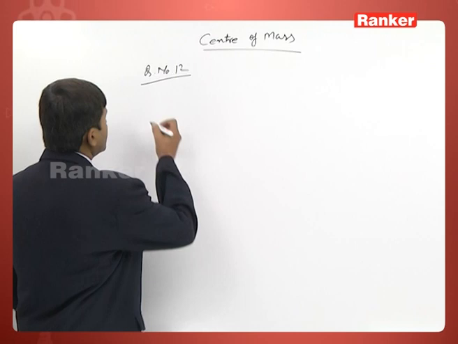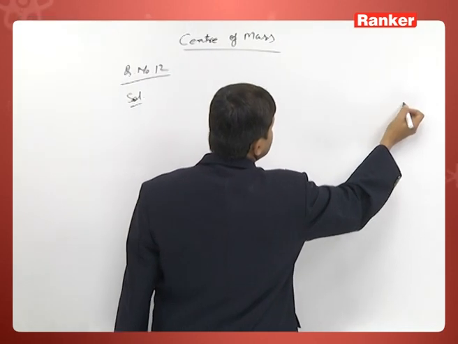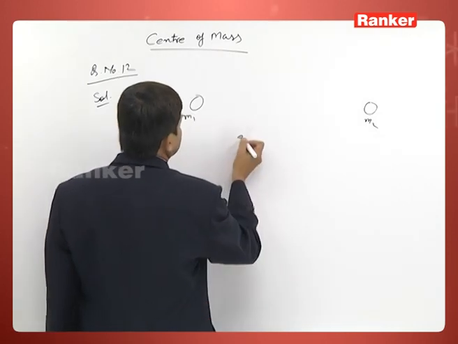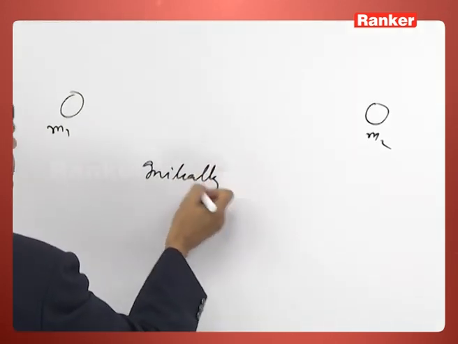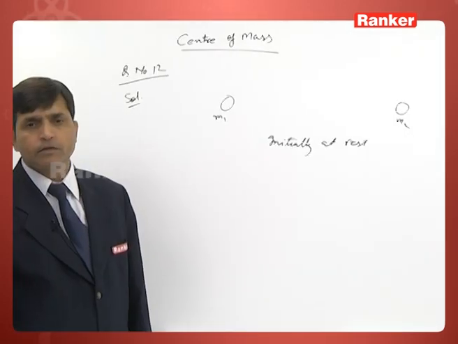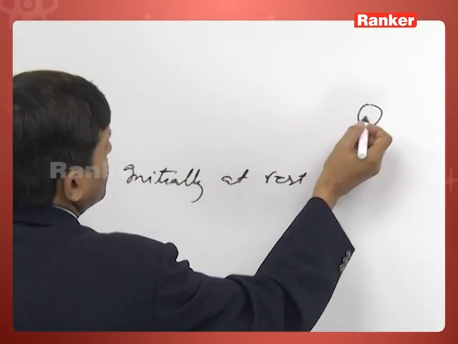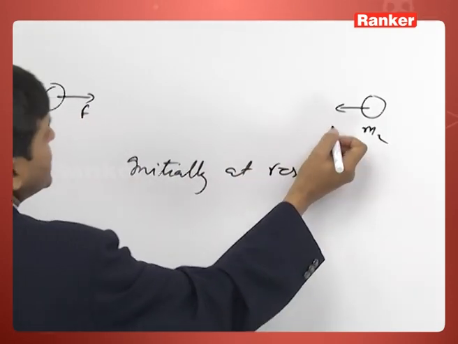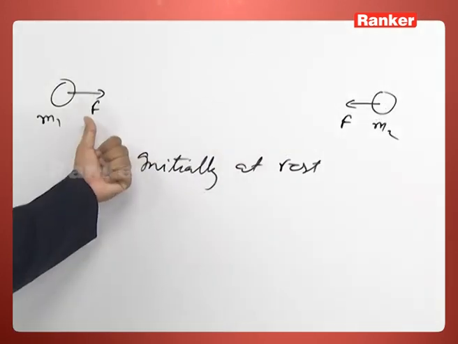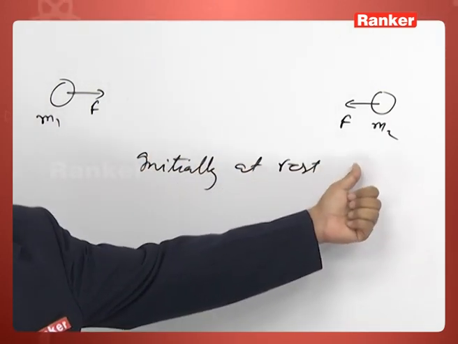See, let these be the two particles. It is given these two are initially at rest. Now, due to the mutual gravitational force of attraction, as we know, gravitational force is equal and opposite. Whatever force on M1 is applied by M2, the same force on M2 is applied by M1.